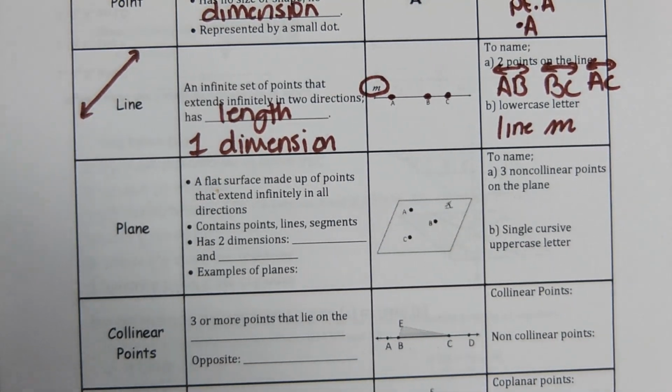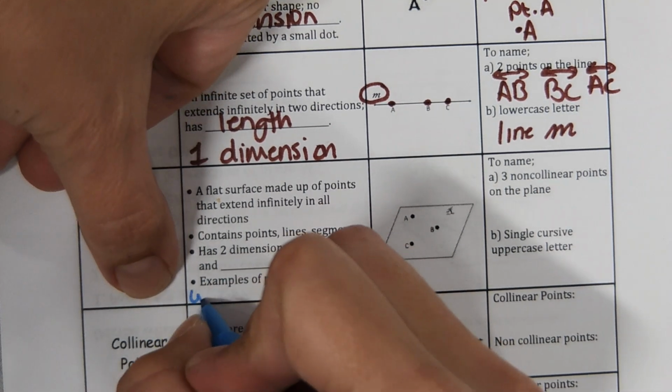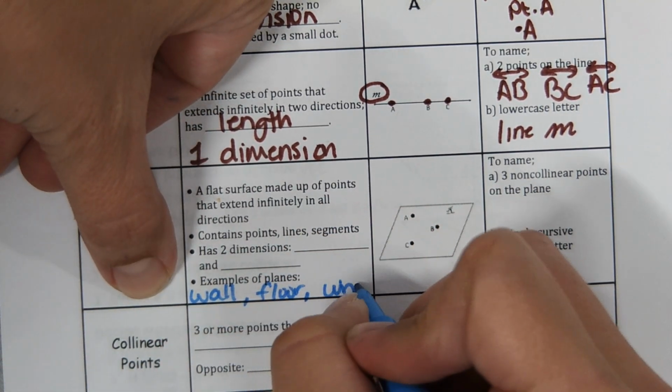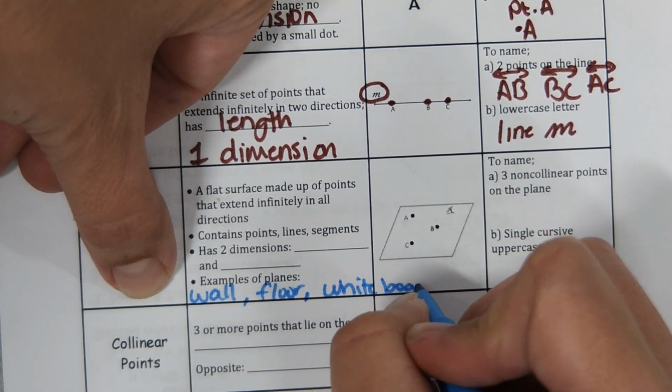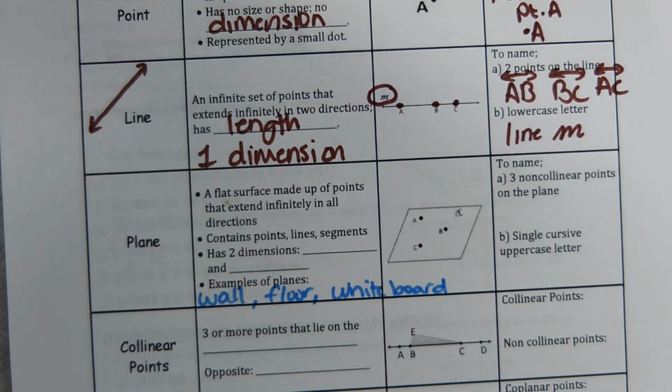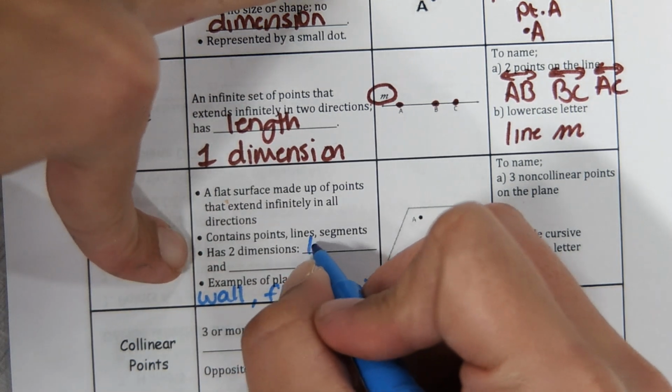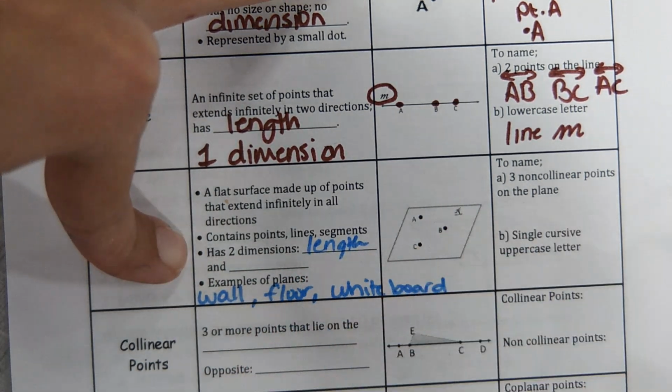So examples of planes, visually, would be the wall, the floor, maybe the whiteboard, just a flat surface. It contains points, lines, and segments. It has two dimensions, length and width.